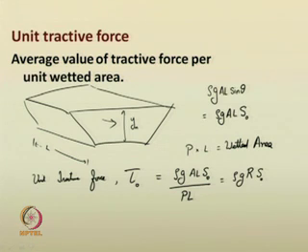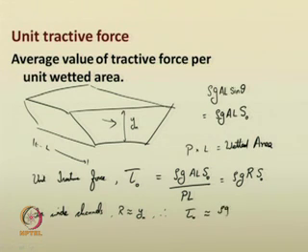For a simple situation, please note that just here I am mentioning wide channels. This is not a general situation. For wide channels, you know R is approximately the same as y n. Therefore, your tau 0 will become approximately equal to rho g y n S naught, only for wide channels. Right?